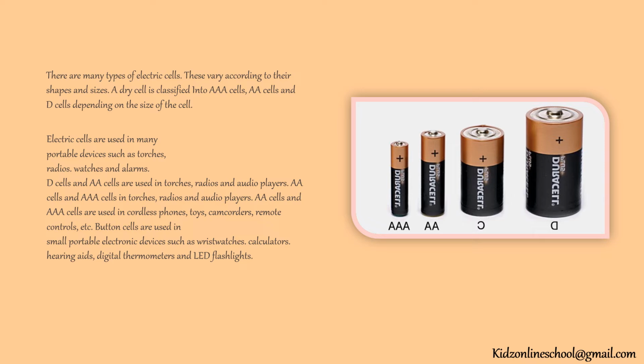There are many types of electric cells. These vary according to their shapes and sizes. A dry cell is classified into AAA cells, AA cells, and D cells depending on the size of the cell. Electric cells are used in many portable devices such as torches, radios, watches, and alarms.